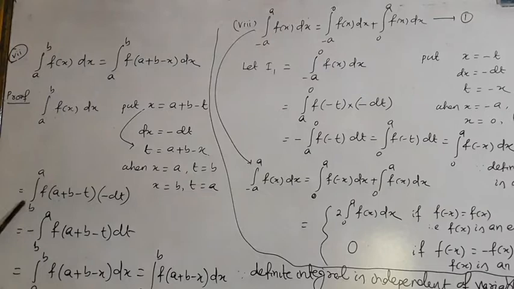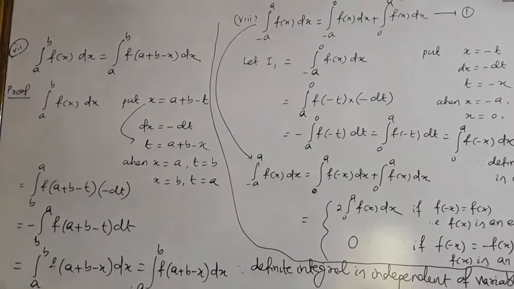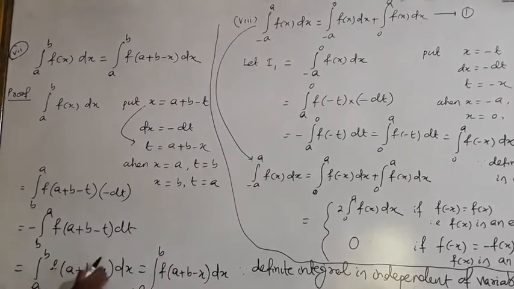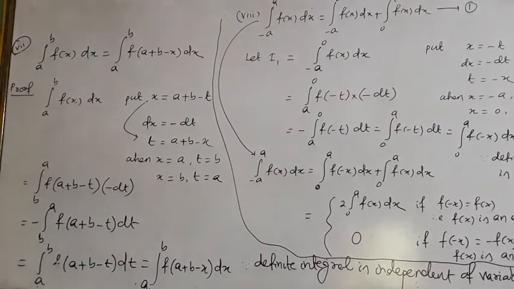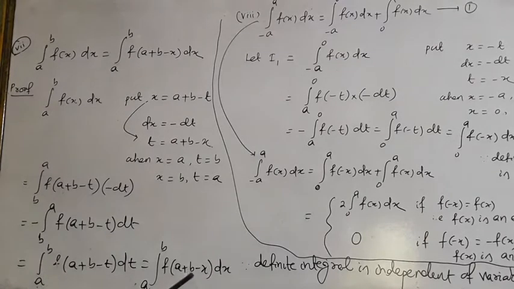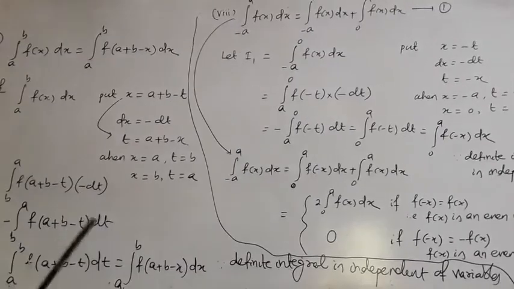Minus is coming outside. Now according to the property of definite integral, the minus will adjust b to a so it becomes a to b, f(a plus b minus t) dt. Now in place of t, I can write x, because a definite integral is independent of variables. It is written here: because a definite integral is independent of variables.